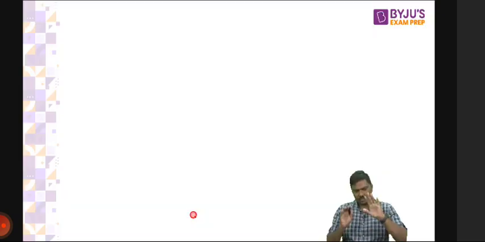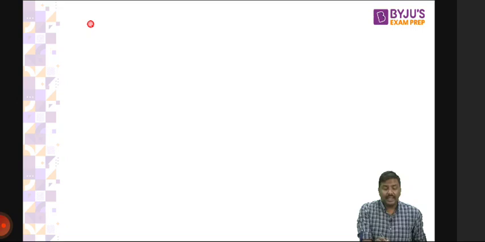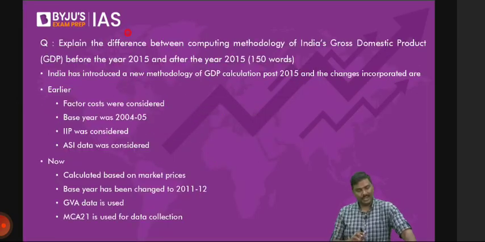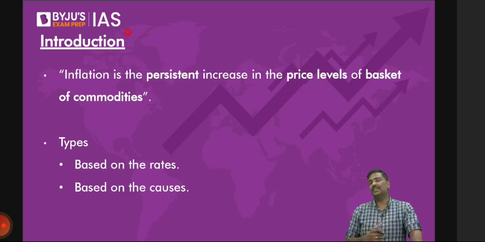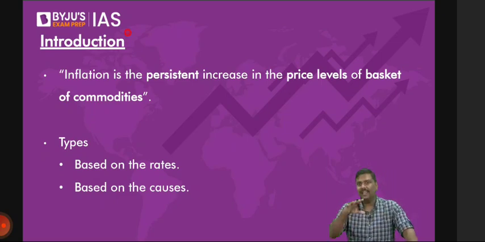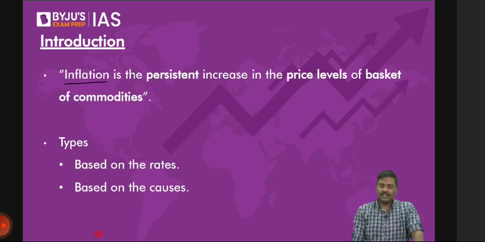There's a term called inflation. Now what is this inflation? I'll come back to all of this. Don't worry. Look at the definition now. I'll explain it, because to explain the pro and counter, I need inflation. What is the definition? Inflation is the persistent increase in the price level of a basket of commodities.